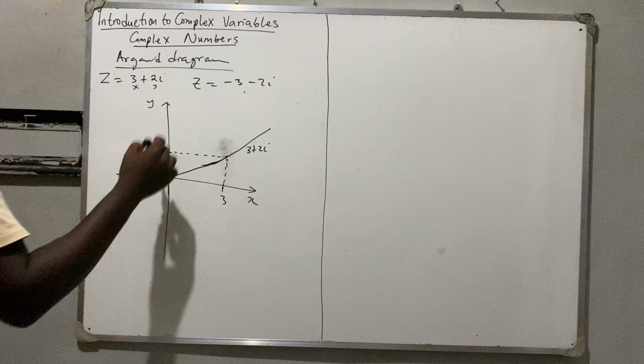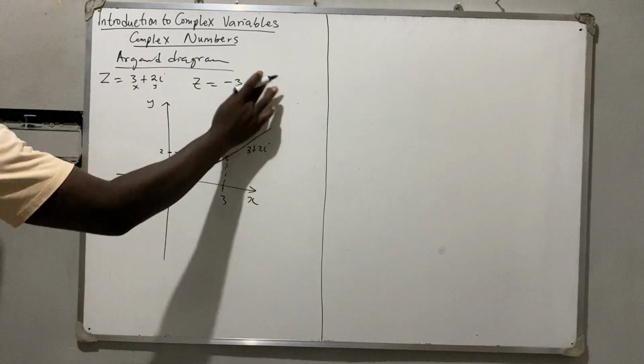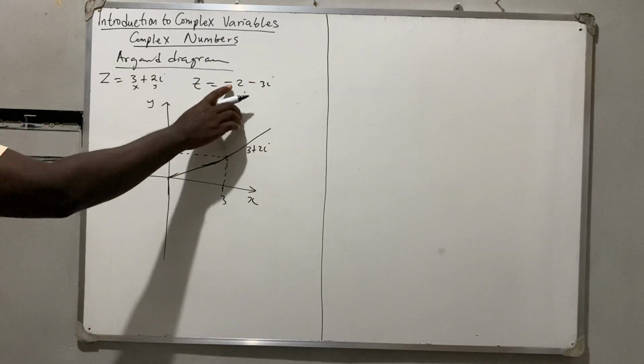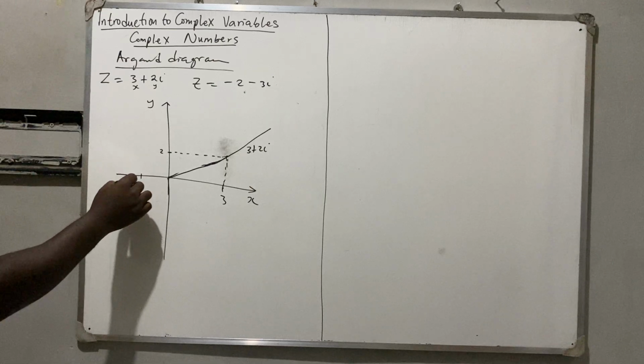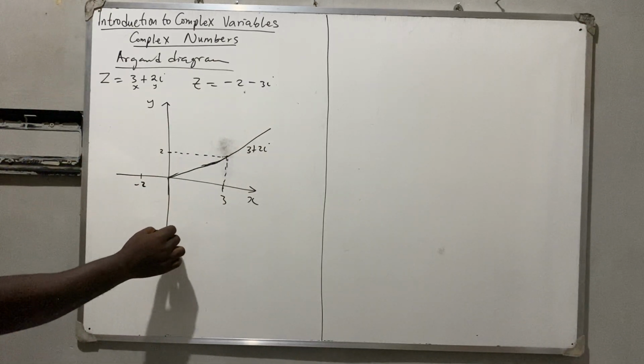So that means that, let's say minus 2 minus 3i, so that it will not always look like that. Minus 2 is for the x-axis. So let's say that this side is our minus 2. And then minus 3 is our y-axis. Let's say that here is our minus 3.